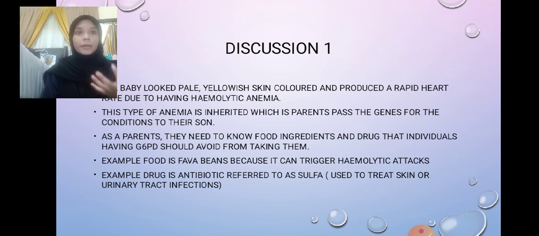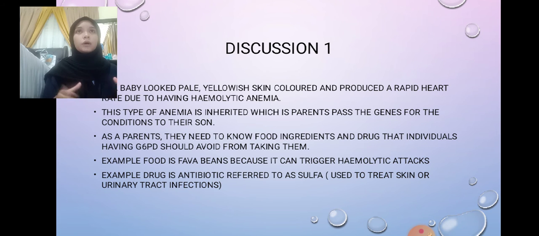So parents who have a child with G6PD deficiency, or maybe both parents have G6PD deficiency, need to know which food ingredients and drugs an individual with G6PD deficiency should avoid taking. For example, an example of food is fava beans.